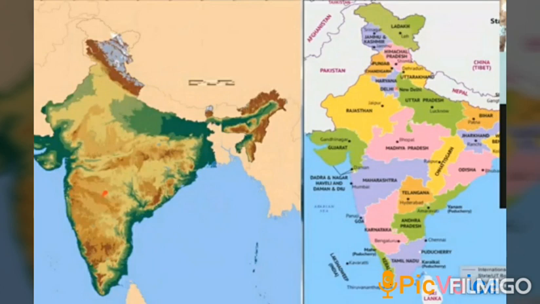Our country is divided into different states. According to our textbook, there are 29 states and 7 union territories. But at present, there are many changes. And according to the year 2020, there are 28 states and 8 union territories. One state is decreased.